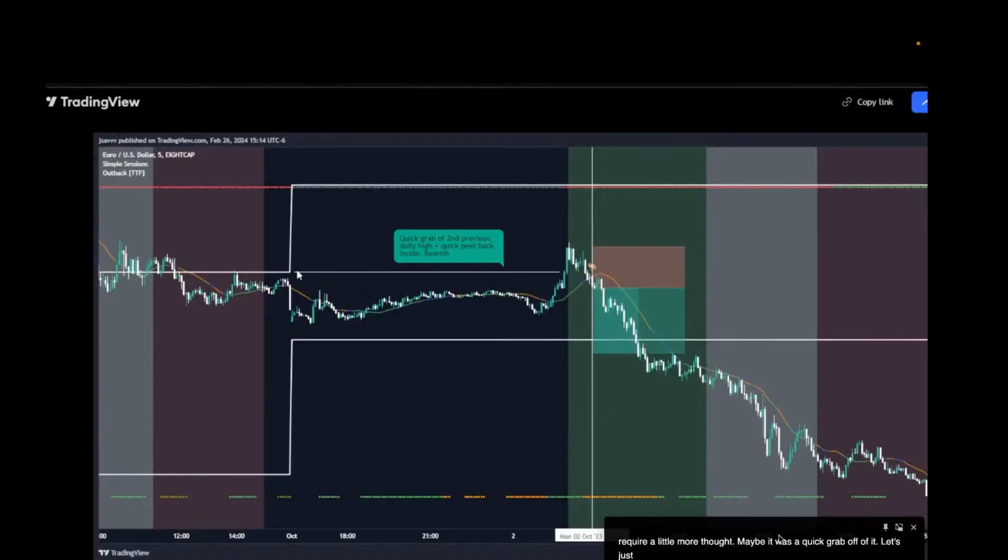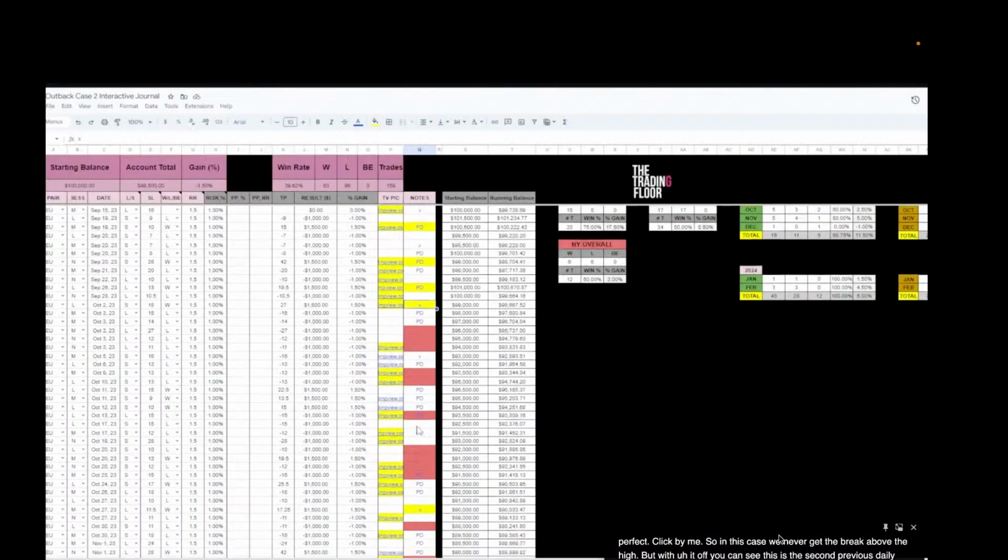Let's just try and find one, for example. Yeah, like in this case, it was a perfect click by me. So in this case, we never get the break above the high, but with it off, you can see this is the second previous daily level high. Price breaks it really quick, grabs it, and then completely dumps. And this would be a very good setup. This is a nice setup in X, and that's why I highlighted it.